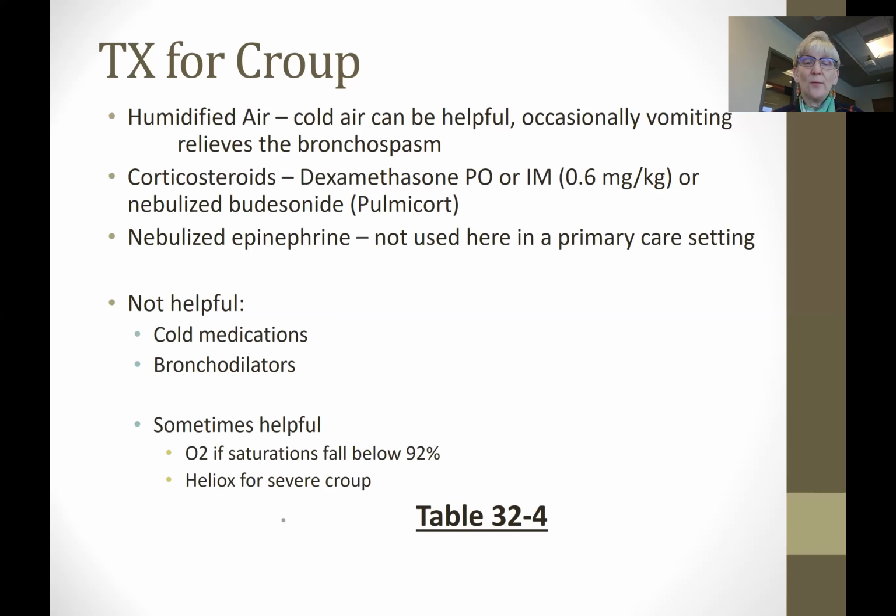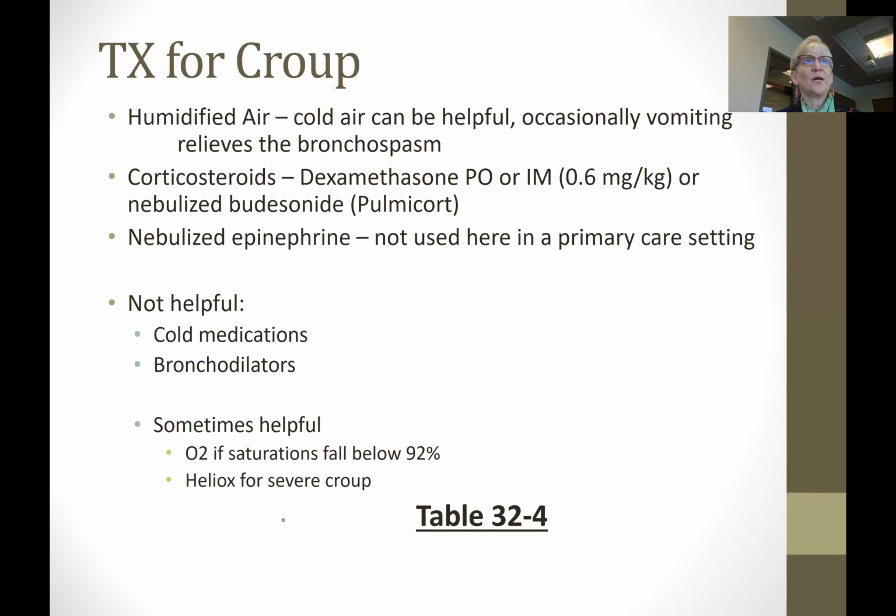Cold medicines are not helpful. As I just said, bronchodilators are not usually helpful. If your O2 sats are falling with kids with croup, sometimes oxygen can help, but those kids are probably going to end up in the hospital if they're having to have oxygen.